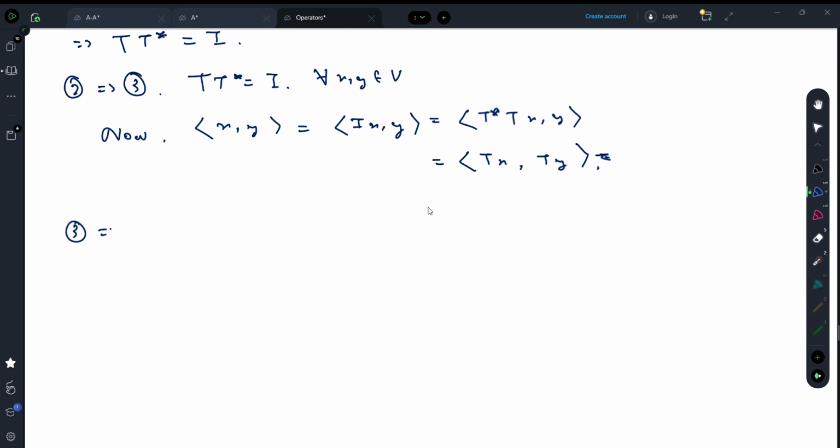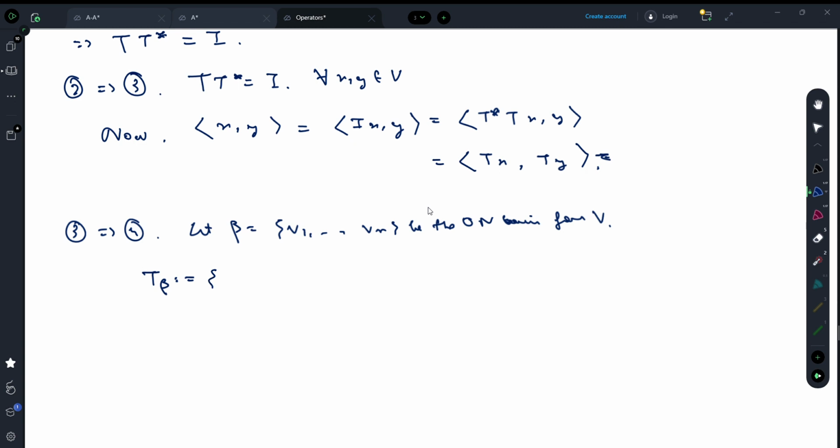How can I say that 3 implies 4? So let beta be v1 till vn, the orthonormal basis for V. What did I consider? I simply considered an orthonormal basis, right? So if beta is the orthonormal basis for V, then consider T beta.